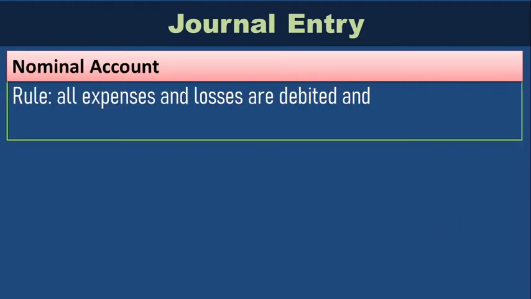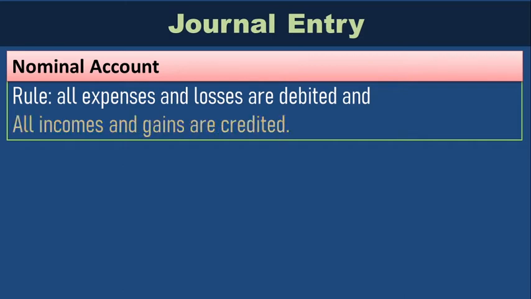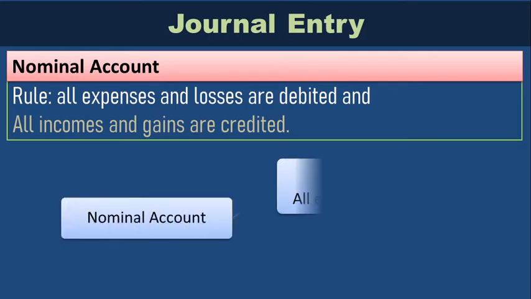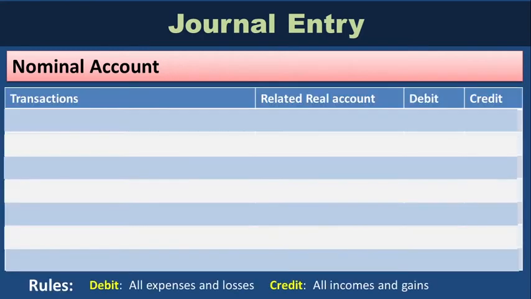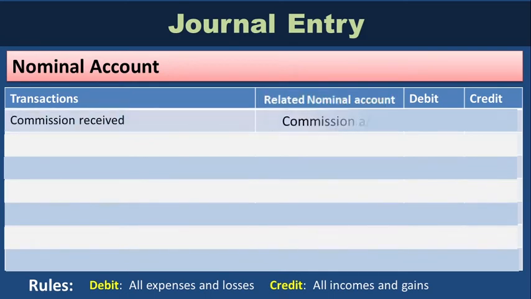Rules of nominal accounts are all expenses and losses are debited and all incomes and gains are credited. We can see it here in the examples. If anything expenses we incurred or any losses the business bears, that losses or expenses are debited and any type of income or the gains are credited. We will be more clear about the nominal account by following examples.